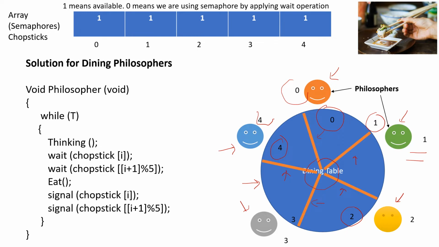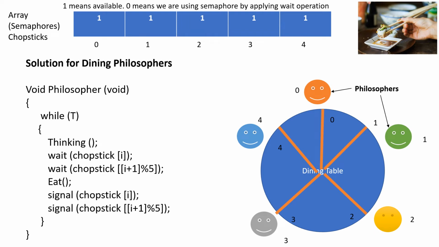When one philosopher is eating, another cannot eat at the same time. Here we have 5 chopsticks, meaning in this problem we have 5 different critical sections. So using semaphores, we can solve this problem.